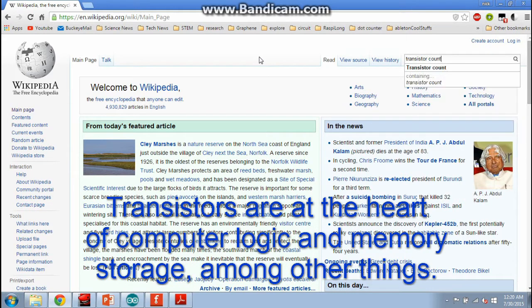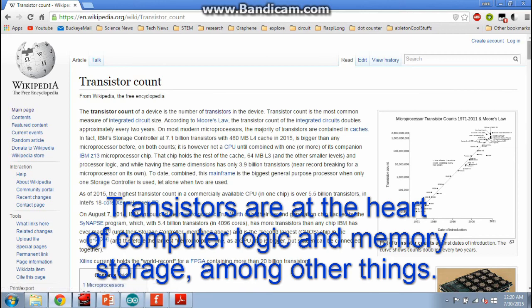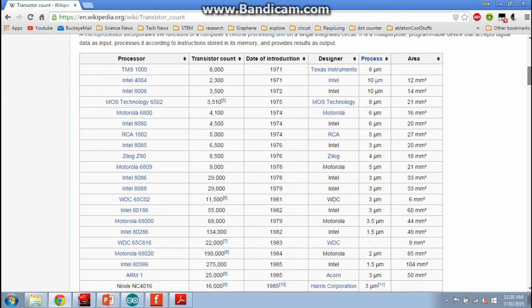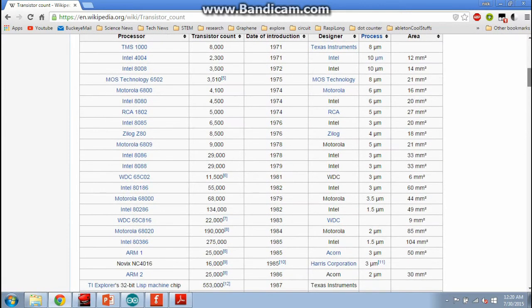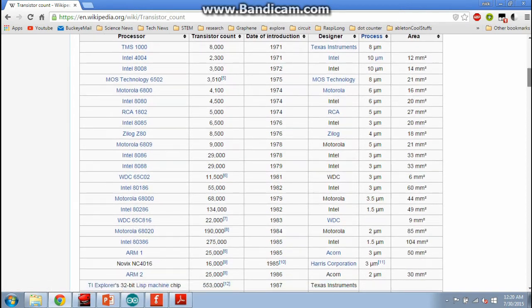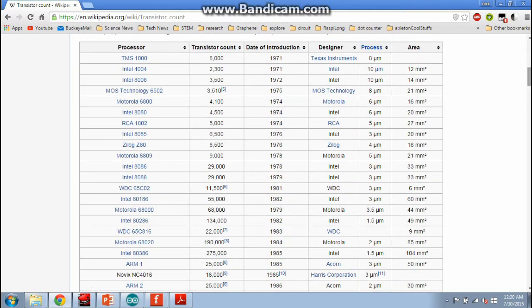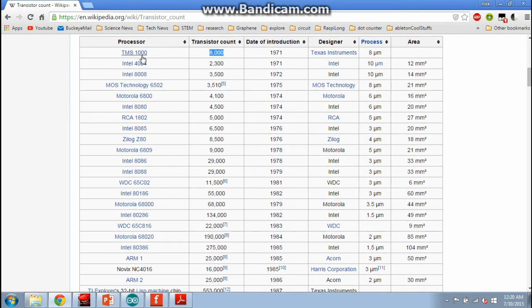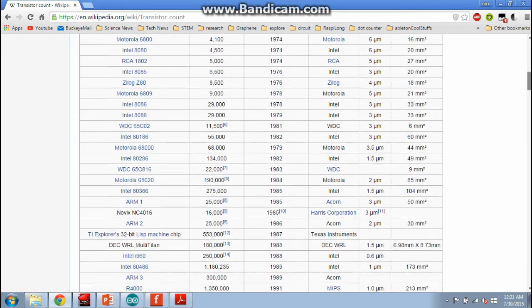So I'm just going to Google transistor count, and you can do this yourself too. And I want to show you two things. One is, here is listed for us, by date and by transistor count and by processor, how many transistors are in any given processor. Okay, and so we start here in 1971 with, I'm assuming, one of the first, or maybe just one of the first that they documented, transistor type processors. And you see there's 8,000 transistors.